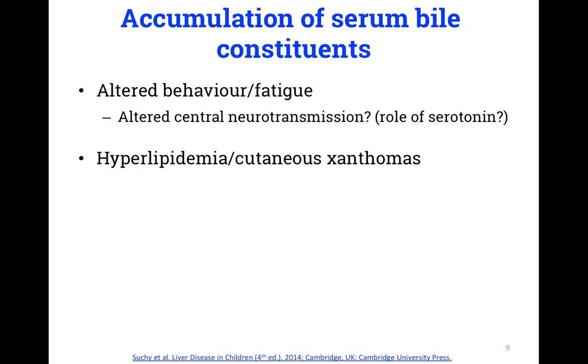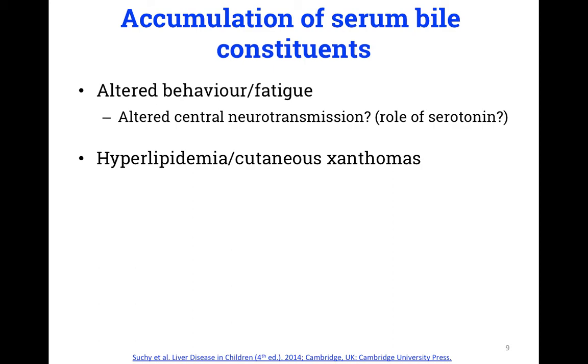The other results of accumulation of serum bile constituents are now going to be described. The first is altered behavior and fatigue. Both of these have been described, probably are more significant in adult patients with chronic cholestatic liver disease, however, have been described in pediatric populations as well, and are often out of proportion to the degree of liver disease and may occur prior to the development of severe chronic liver disease, which is often associated with these changes that could be explained better by hepatic encephalopathy.